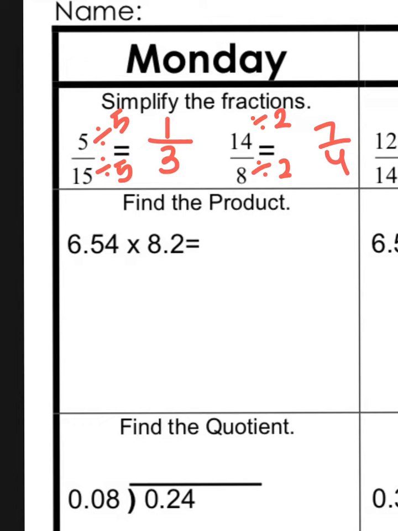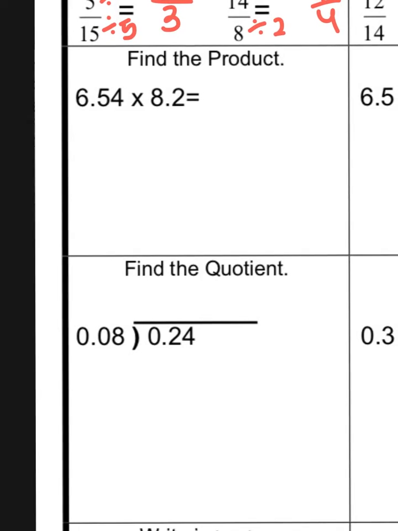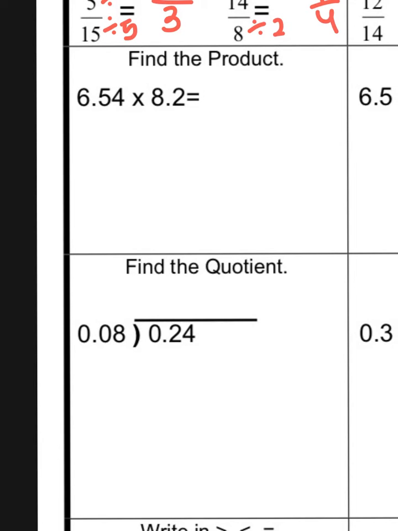For number 2, it says find the product. 6.54 times 8.2. To do this, I'm just going to imagine it's a whole number times a whole number. So it'll be 654 times 82. And then we'll put the decimal back in at the very end.